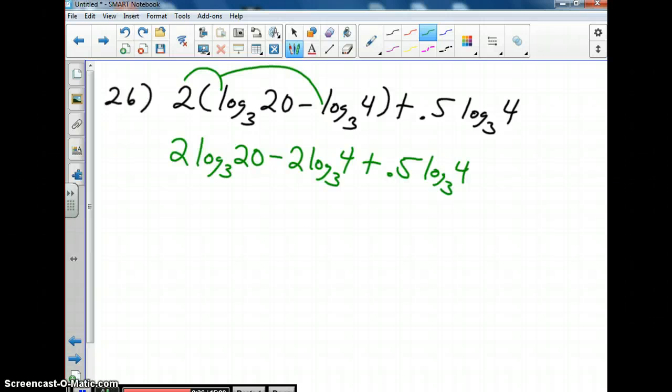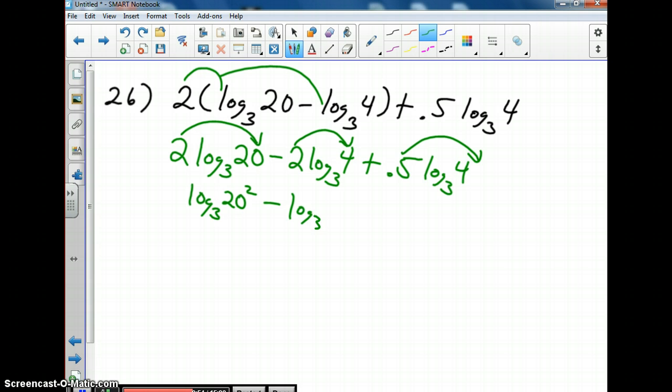Now you're going to backswing. So now you're going to be a backswinger. Here we go. So now you're going to write down this: log base 3 of 20 to the 2nd power minus log base 3 of 4 to the 2nd power plus log base 3 of 4 to the 0.5 power. That's right, and that's 1/2, exactly.